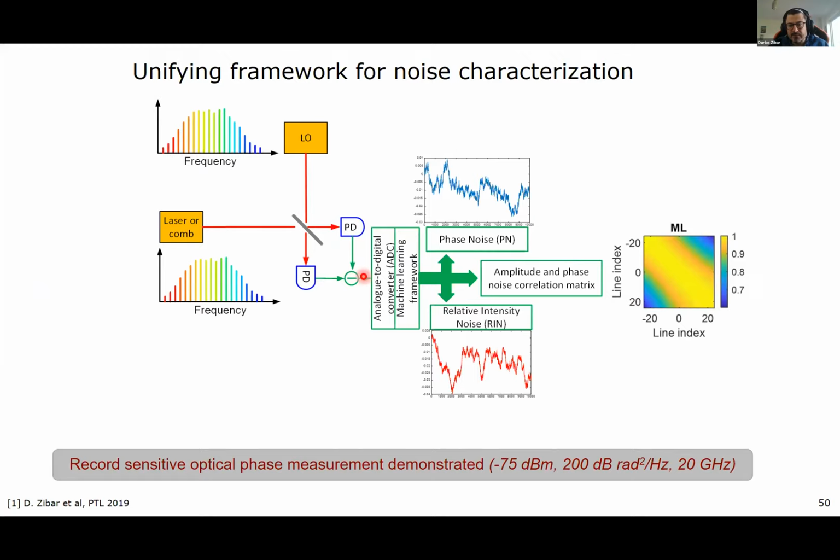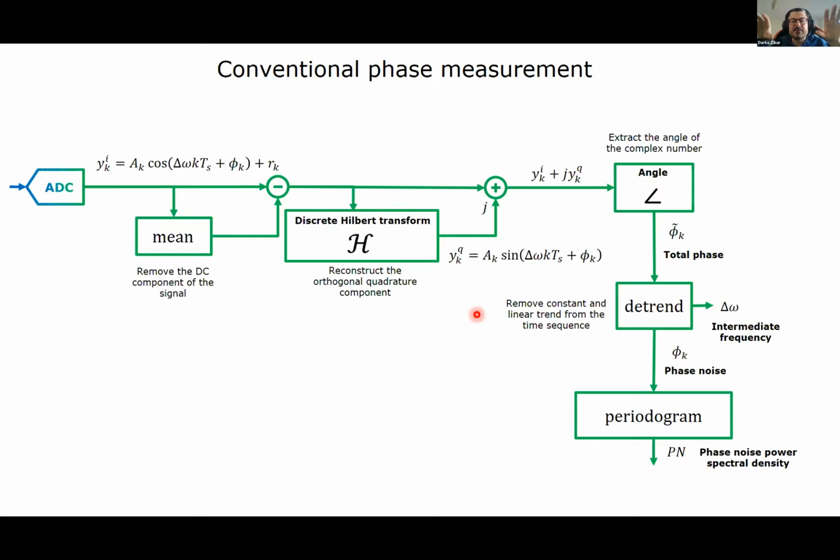Basically, what we do is we extract the phase noise and the relative intensity noise. From those, we build amplitude and phase noise correlation matrices. And then once you build these matrices, you can do singular value decomposition and identify those noise sources, as I will show you later on. So what is the advantage, and how does machine learning impact this?